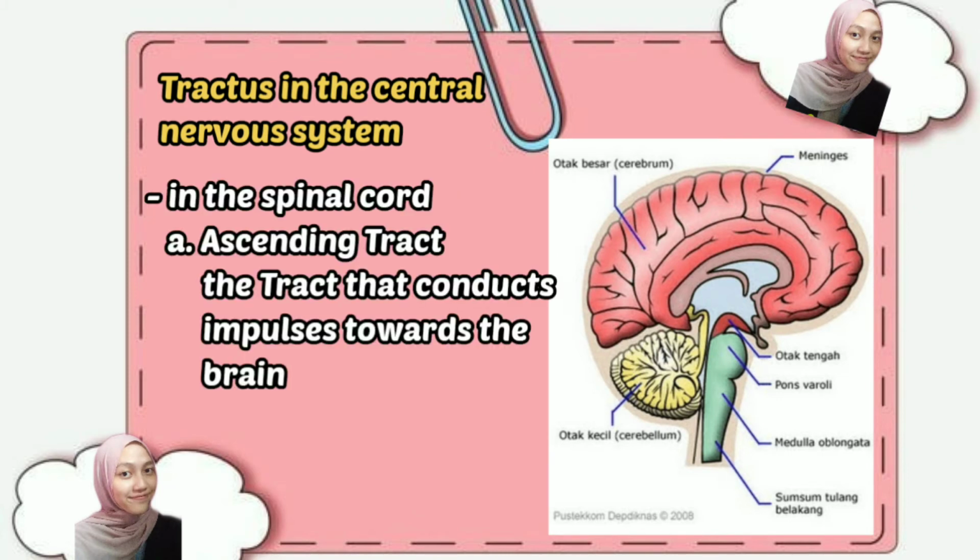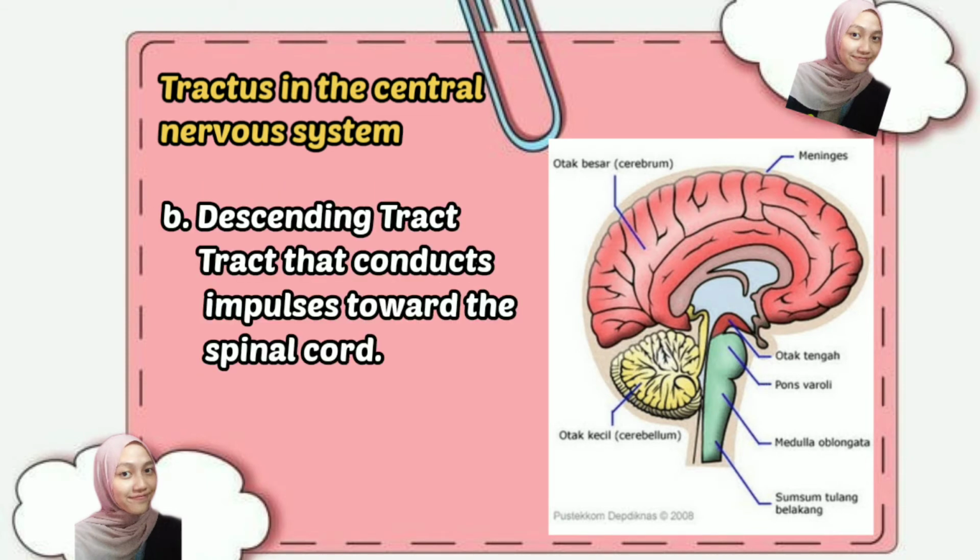In the spinal cord, A. Ascending tract, the tract that conducts impulses toward the brain. B. Descending tract, the tract that conducts impulses toward the spinal cord.